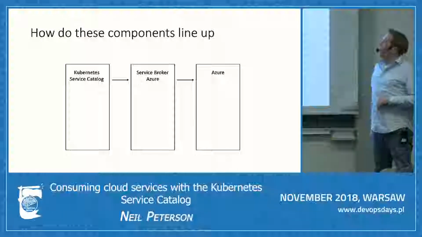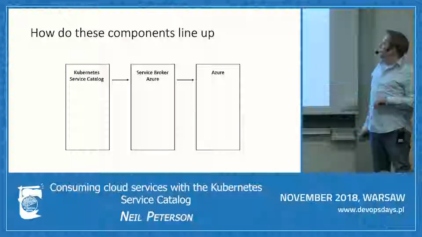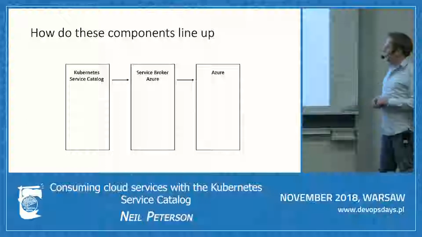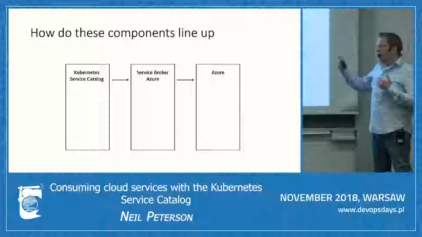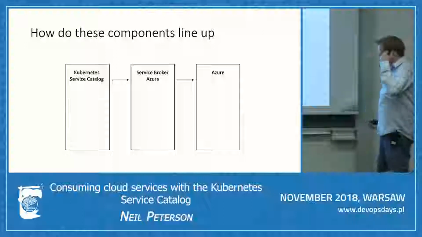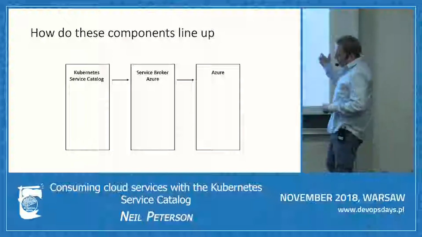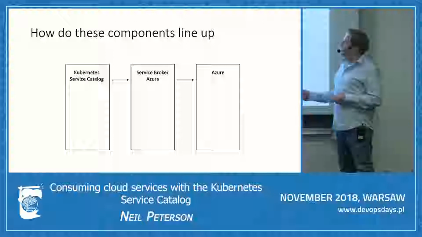So how does it all come together? Just a quick little diagram, and I've got another diagram here in a little bit where we're going to get a little deeper into the API. But just to solidify, because I just threw out a bunch of stuff. Open Service Broker API, Service Catalog. So what's it all mean?